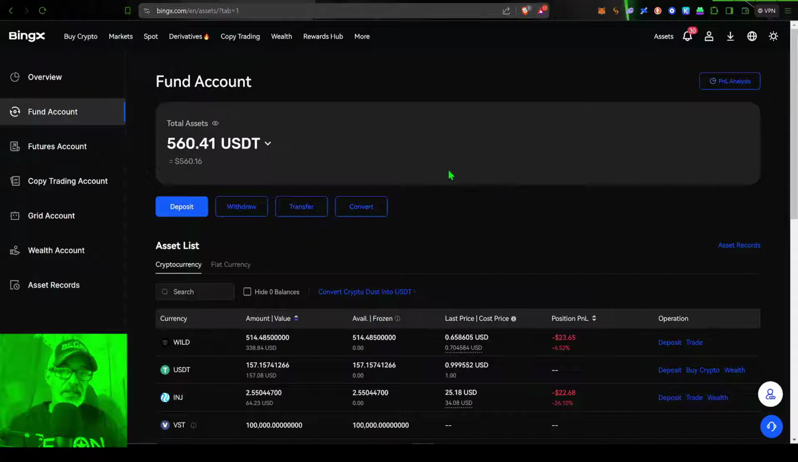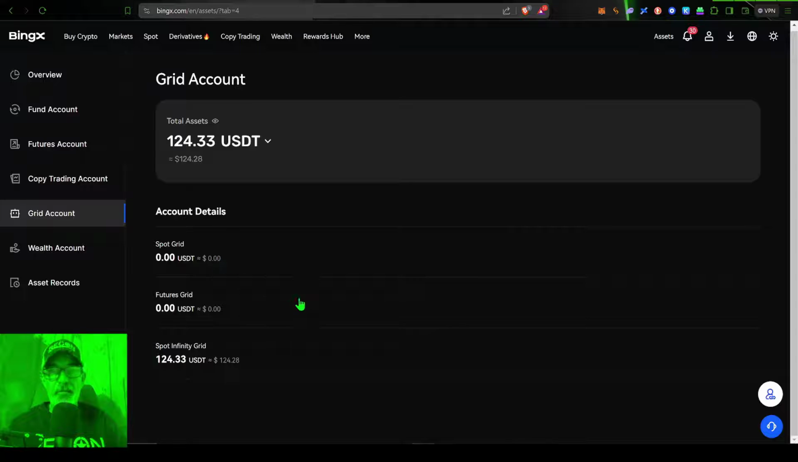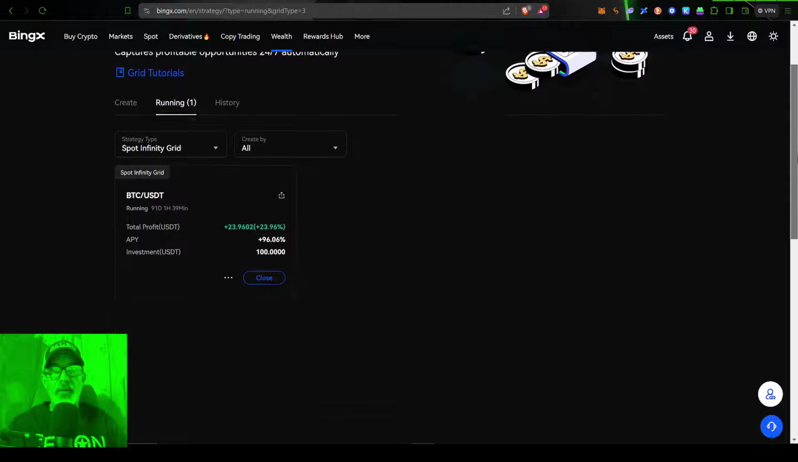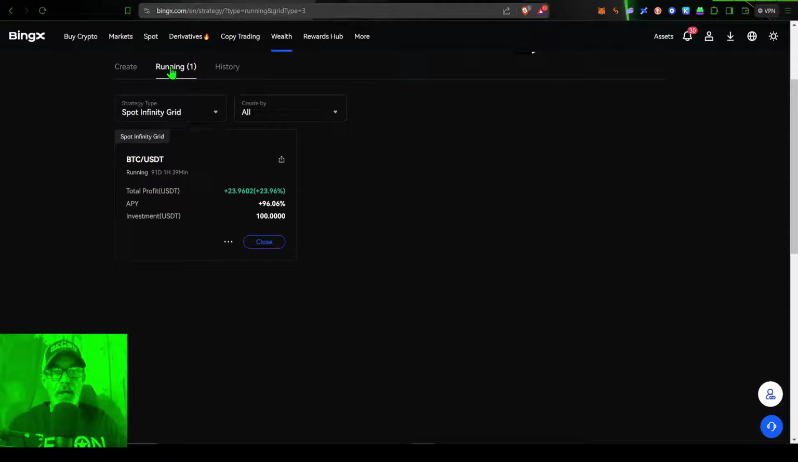And so I'm logged into my trading account. I can come over here to the left-hand side menu and click on Grid Account. That will show me a list of all the grid bots I actually have deployed, but in this case I only have the one grid bot deployed over here, and that's the Spot Infinity grid bot. So if I give that a click, that will bring up a little more details on the one Spot Infinity grid bot I actually have running.